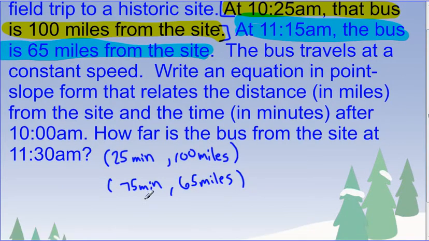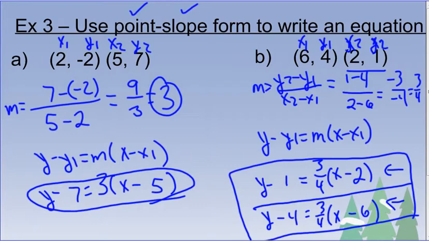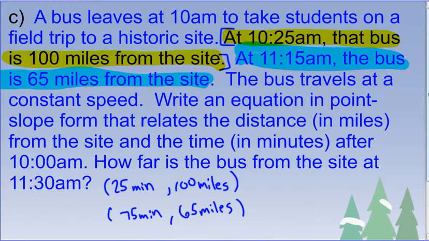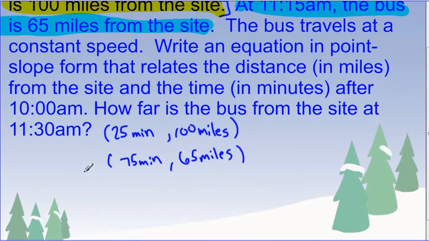Now, with these 2 points, could we find the equation of this line in point-slope form? Well, the answer is yes. We just did problems where, given 2 points, we find the equation in point-slope form. That's all we're doing again. It's just this time it's wrapped up in a word problem. So I can find the slope, and I can find the equation.